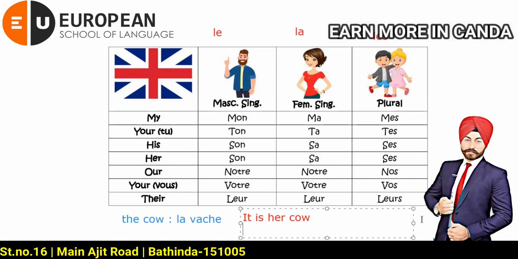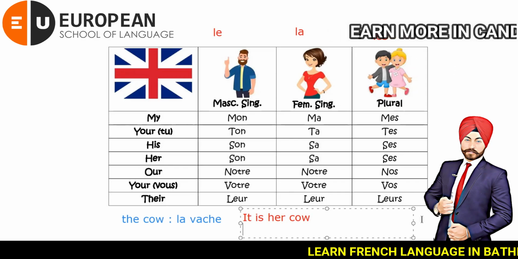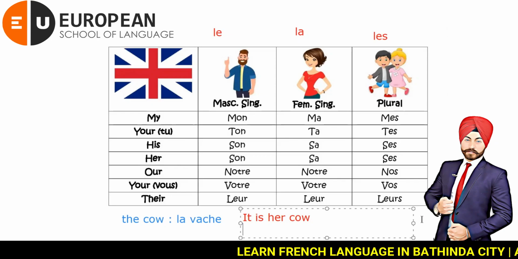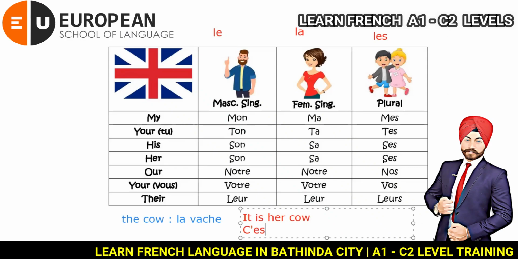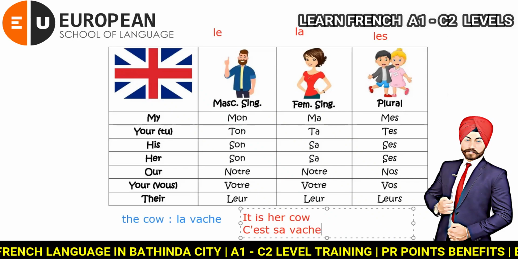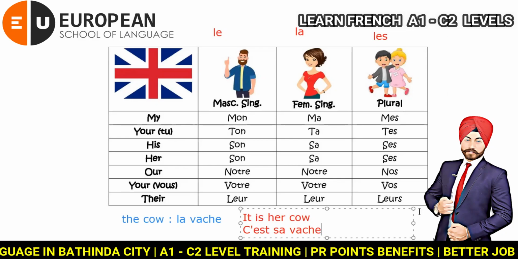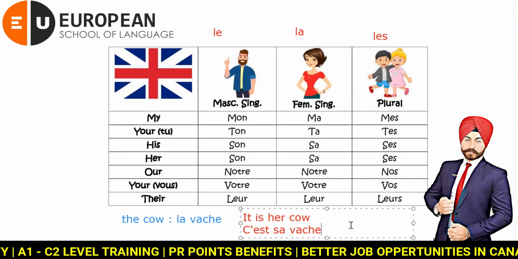Harish? Yes, sir. It is her cow. How to say that? Say, sa, vache. Okay, Mansanj, is it a correct sentence? Correct translation? So there is no article. Sorry, what you said? It is wrong.